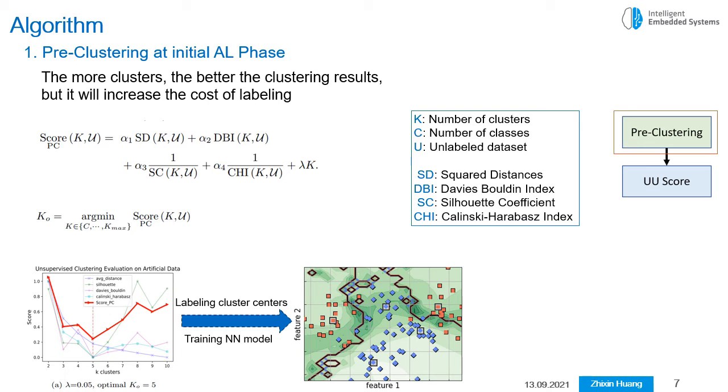So in our approach, four unsupervised evaluation scores are involved. The optimized cluster number is located at the minimal value. Then we only label the instances close to each cluster center and put them into the label set to train the neural network.